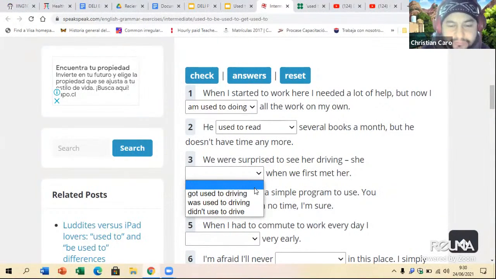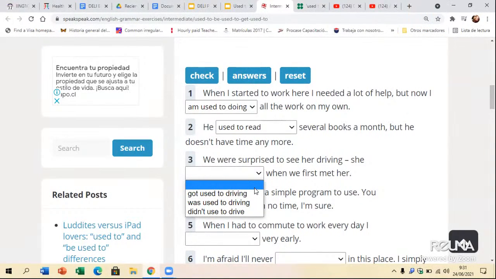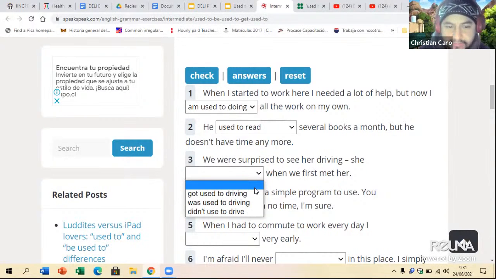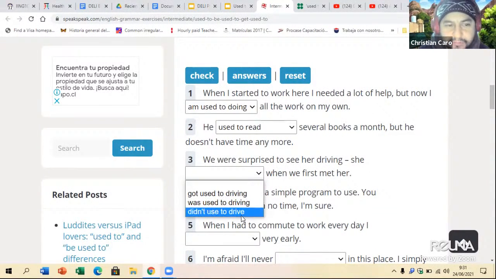Tres, así como el gato. All right. Didn't. Okay, thank you, Tanya. Do you guys agree? In general? I'm gonna mark this one.